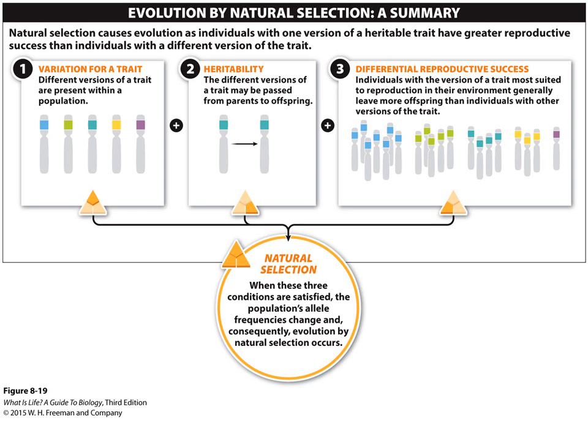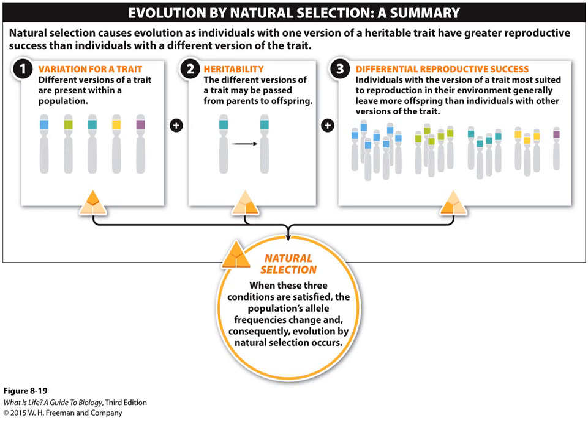Natural selection, certainly one of the most influential and far-reaching ideas in the history of science, occurs when 3 basic conditions are met. 1, variation for a trait. 2, heritability of that trait. 3, differential reproductive success based on that trait. That just means have more offspring. When these 3 conditions are satisfied, evolution by natural selection is occurring.